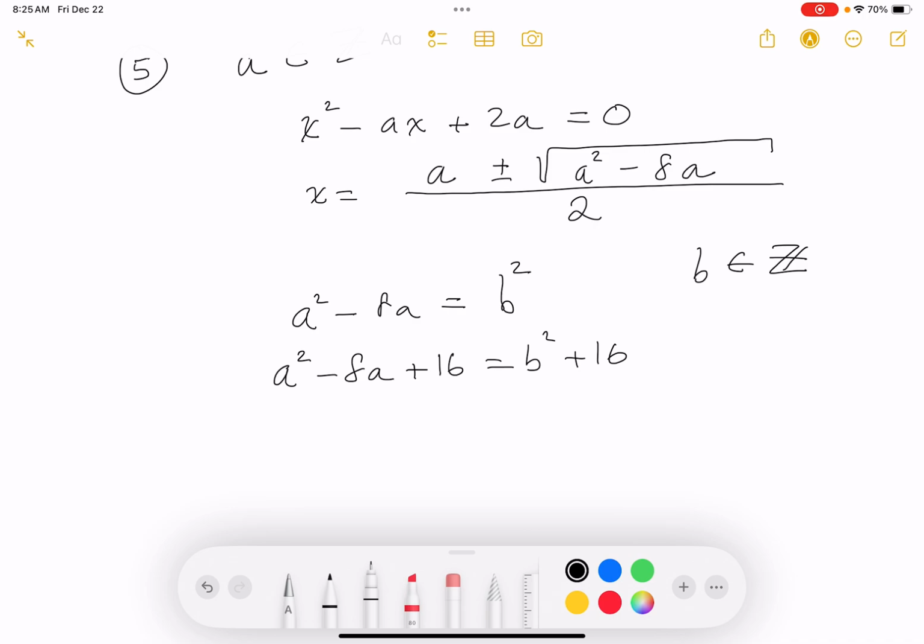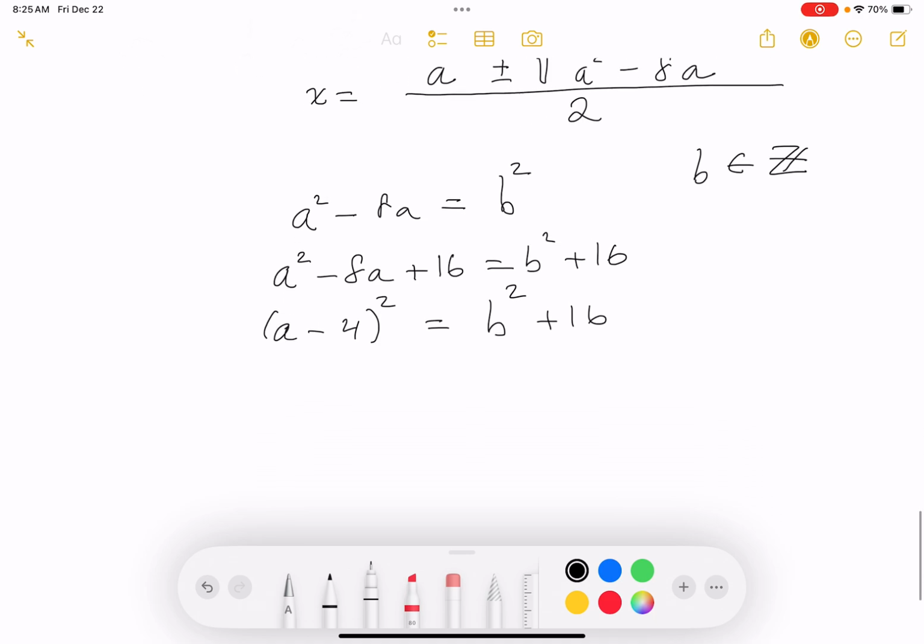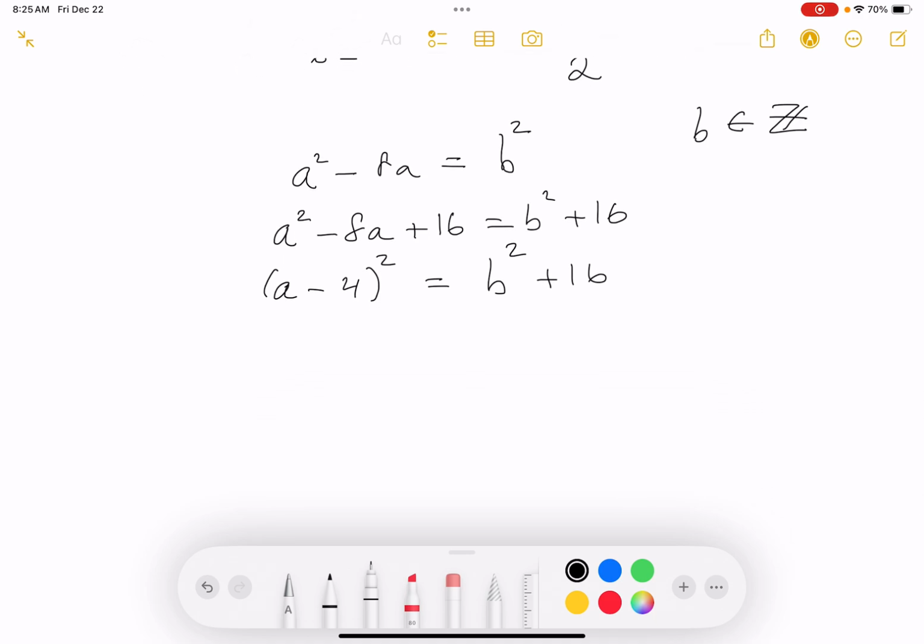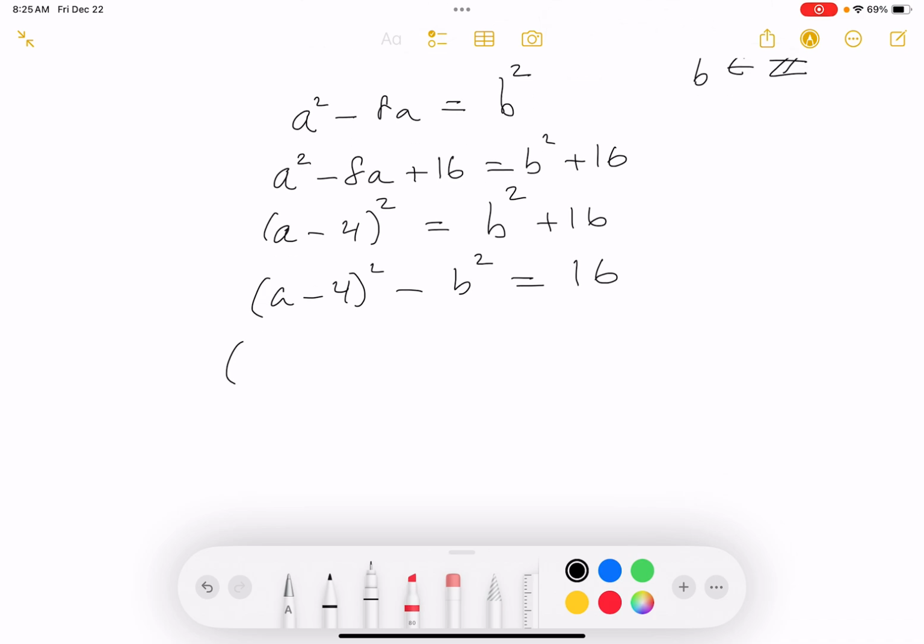Let's take a look at that. And let's write this down now. So it's going to be a minus 4 squared is equal to b squared plus 16. I got to think, don't I? I want to write this down now. A minus 4 squared minus b squared is equal to 16. 16 is a more manageable number for me at this point. And I'm going to write this as the difference of perfect squares, by the way. So it's going to be a minus 4 plus b, times a minus 4 minus b, and that equals 16.